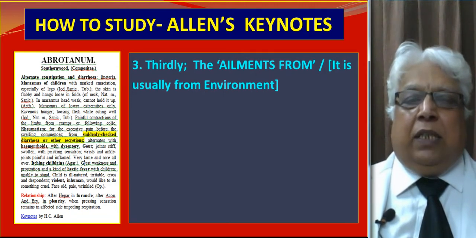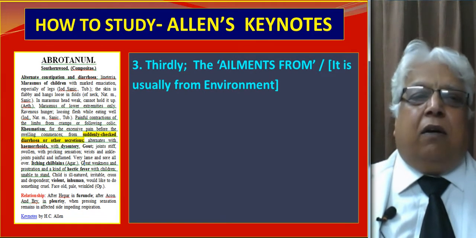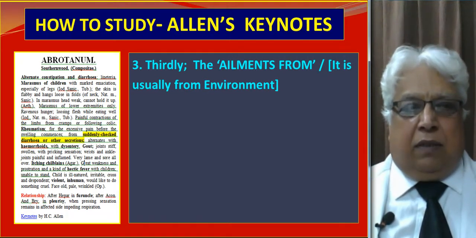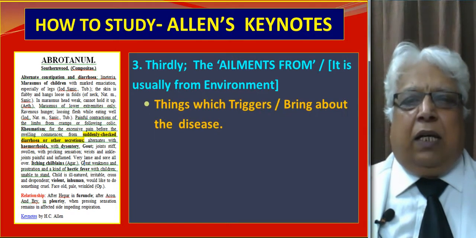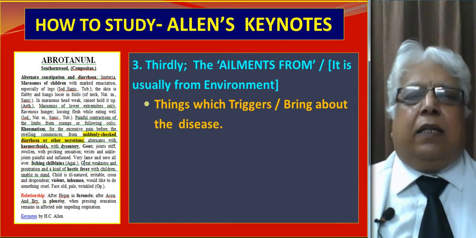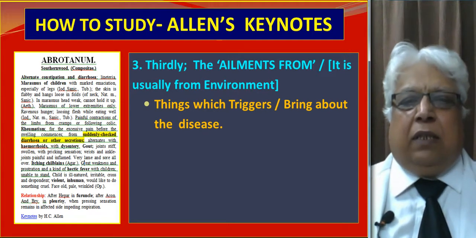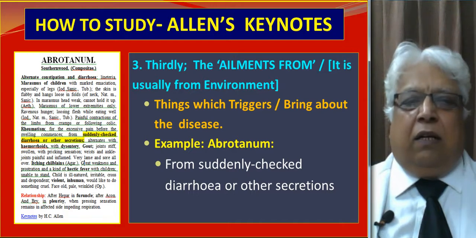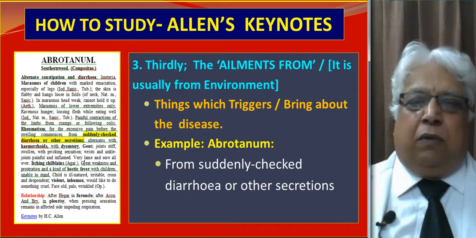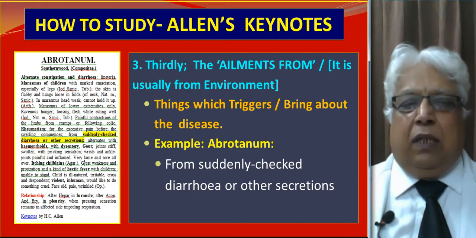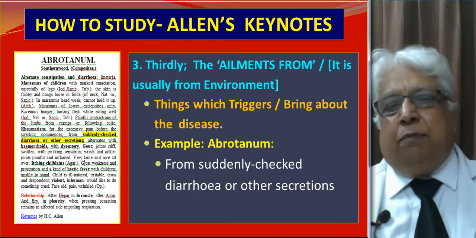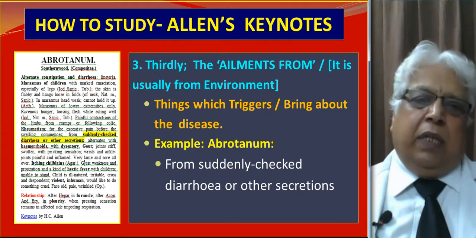Now we go for the third important symptom: elements from the causation. This is a single basis on which you can prescribe the medicine. Usually they are environmental causes, they are triggering causes, they precipitate something. And here in the opening you will find suddenly checked diarrhea or secretions. These are the things which are going to precipitate the whole story. Thereafter the patient develops the problem. This is very important for us, and see where it is given in Abrotanum in Allen's keynote.